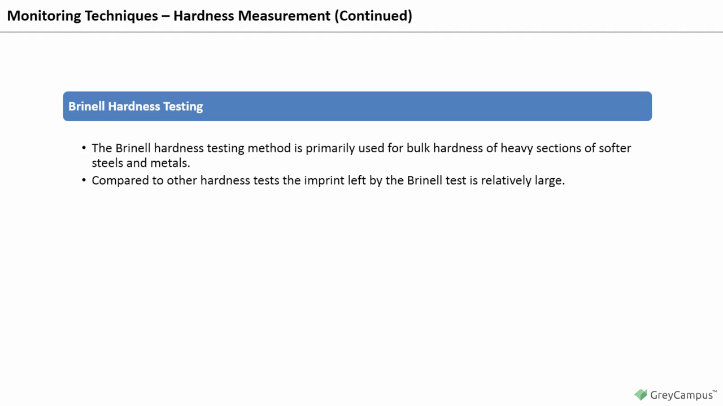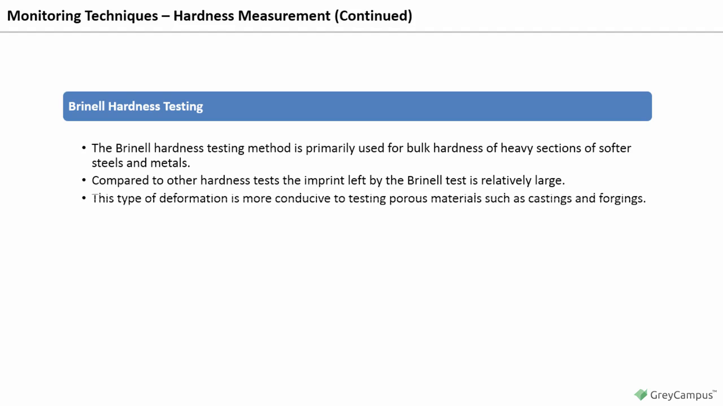Compared to other hardness tests, the imprint left by the Brinell test is relatively large. This type of deformation is more conducive to testing porous materials, such as castings and forgings. Thin samples cannot be tested using this method. Since a large force would be required to make a measurable dent on a very hard surface, the Brinell method is generally restricted to softer metals. The HBW, or tungsten carbide ball, and HBS, or steel ball, have replaced the prior BHN, or Brinell hardness number, scale.